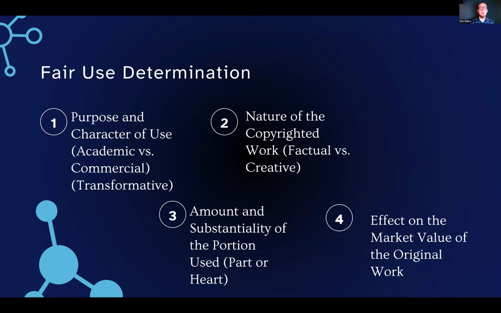The amount and substantiality of the portion used: was it a part or was it the heart of the thing? Did you put the entire textbook in there and have it summarize it, or was it a couple of images out of the textbook? And then the effect on the original market value of the work. Do they still have to buy the textbook in the future, or has your changing of the textbook into text prevented people from buying it in the future? I think all of that is on our side when thinking about our use of AI in an educational setting. Being able to use it for alt text, I would say that it seems pretty safe.